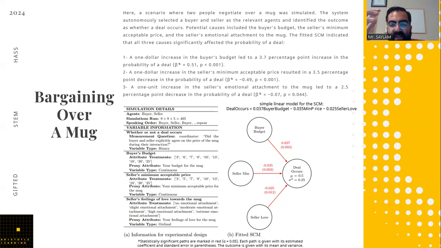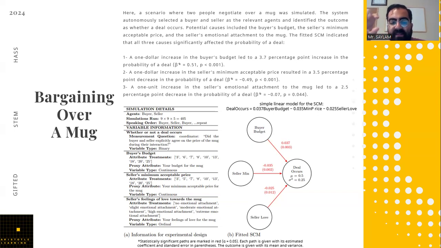The system generated information about the structural causal model and experimental design. It automatically operationalized exogenous variables: the buyer's budget in dollars, the seller's minimum acceptable price in dollars, and the seller's emotional attachment on an ordinal scale. The simulation involved 405 experimental runs of the bargaining conversation between the buyer and seller.